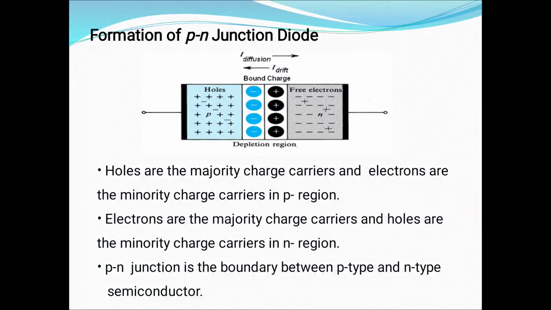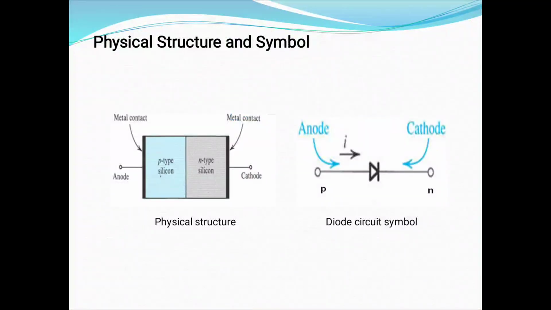Formation of a PN junction diode. Holes are the majority charge carriers and electrons are the minority charge carriers in the P region. Electrons are the majority charge carriers and holes are the minority carriers in the N region. The PN junction is formed between the P-type and N-type semiconductor. Physical structure and symbol.